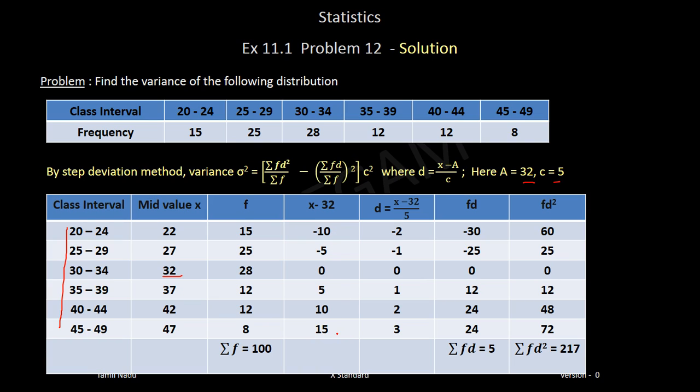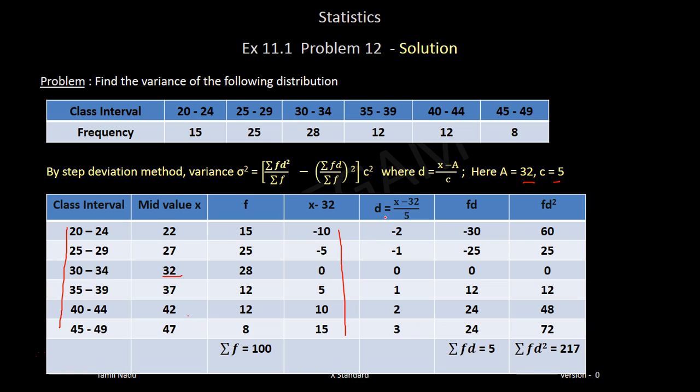Okay. And if you take this as d, then d square will be 225. So 225 into 47, into 8. So f d square, all those numbers will be big, and you can see there is a common factor in all these things. 5 is the common factor. So it's better to divide all these things with a common factor of 5.